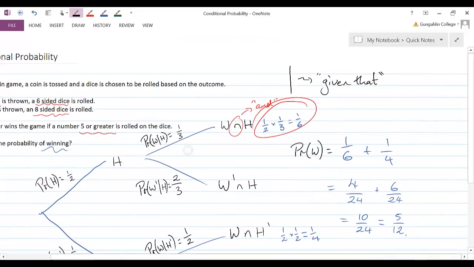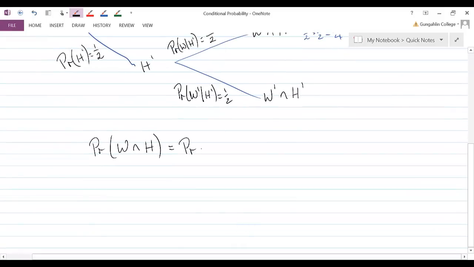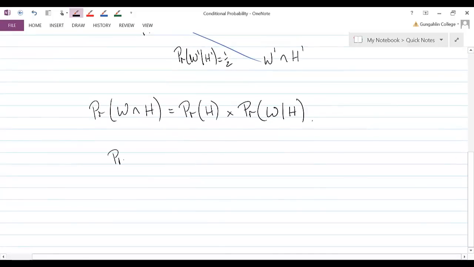So think about how we calculated that. What we did was we multiplied the probability of getting heads by the probability of winning given I got a heads. So this was the probability of heads multiplied by the probability of winning given I got a heads. And if we rearrange this and make this the subject, we get the following. The probability of winning given a particular thing is equal to the probability of winning and getting heads divided by the probability of heads.